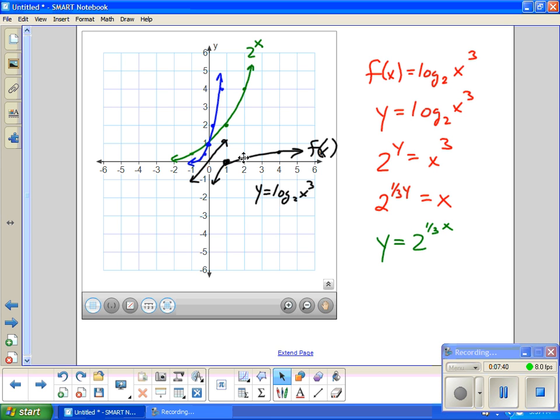Again, graphing logarithms means graphing the exponential and reflecting across y equals x. It takes practice.